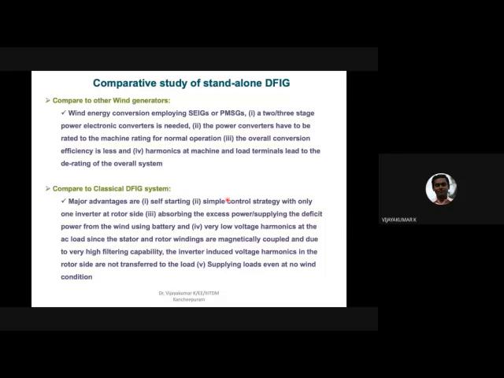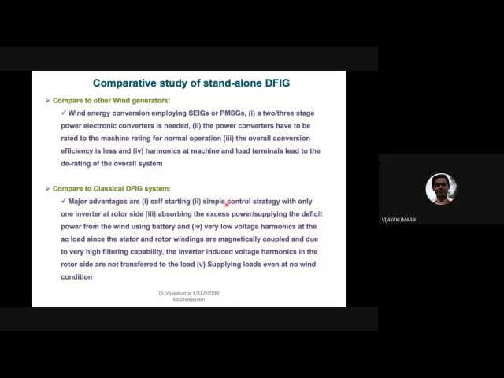Another advantage is that in earlier cases there is no energy storage device. So whenever we have excess power, we have to stop the wind turbine, or that excess power can be dumped into the dump loads. Instead of that, we have integrated the energy storage device so that we can do some kind of energy saving. So that's another advantage.